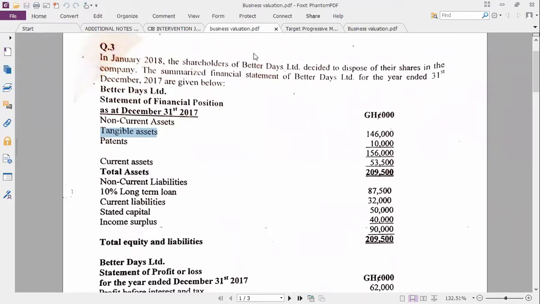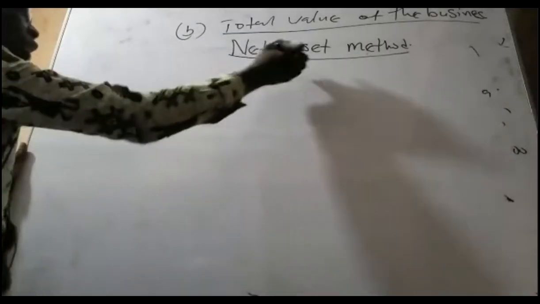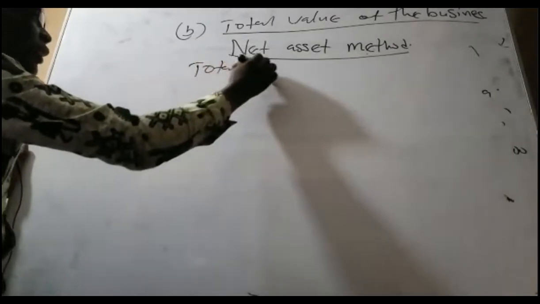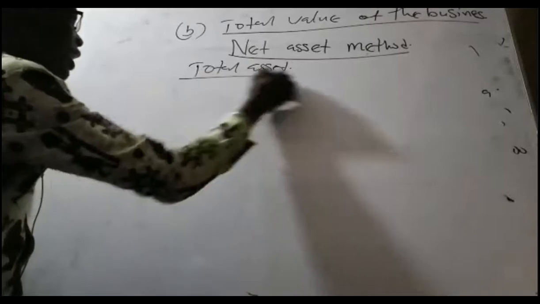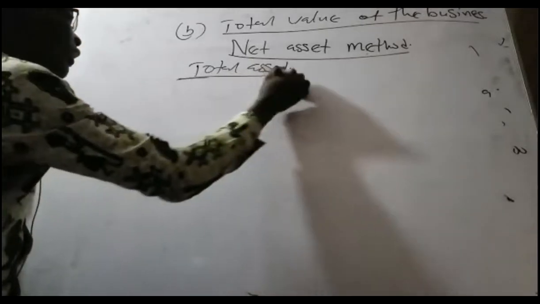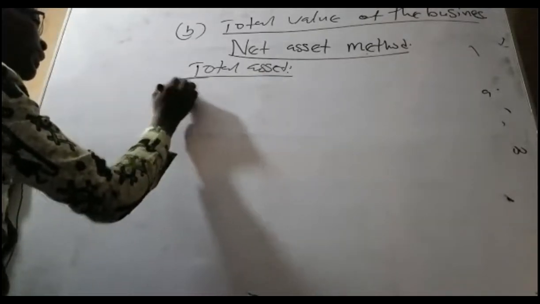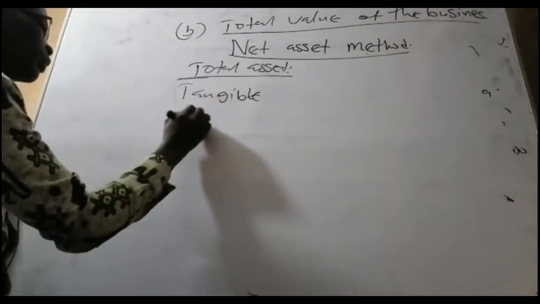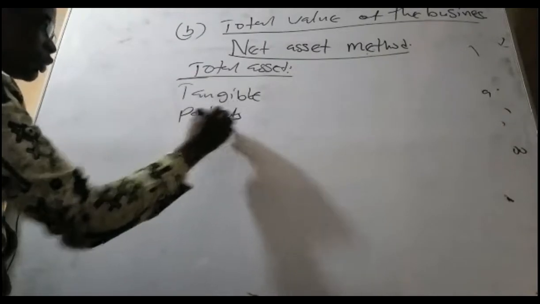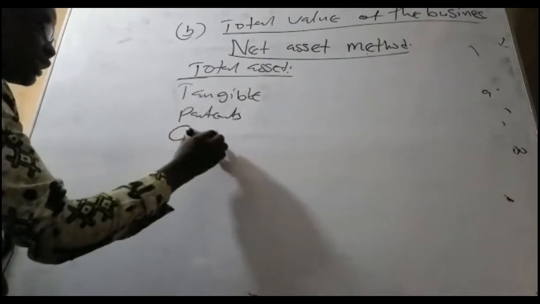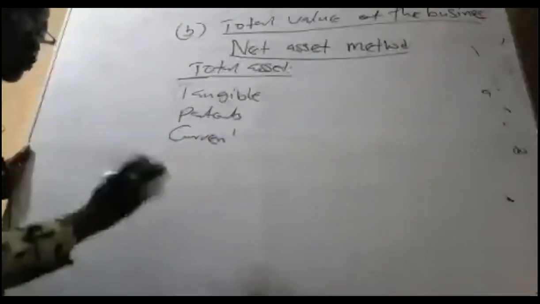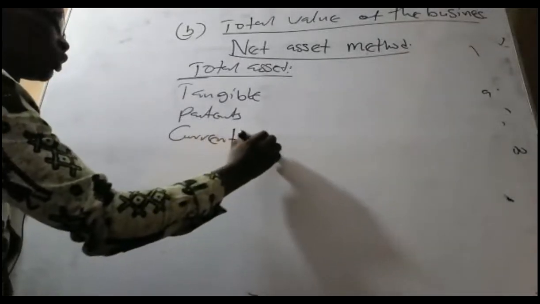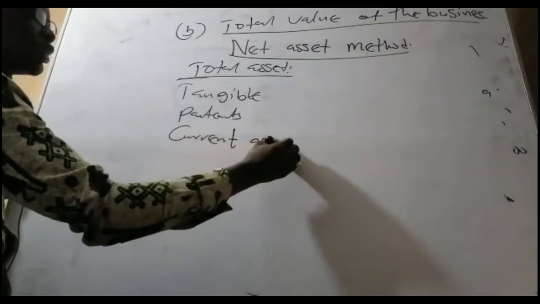So let's go and bring them in. Assets. I'll write here total assets. There are only three. What are they? Tangible, patent, and current assets. Here there's no goodwill, no super profit, no average profit. So no goodwill, don't worry yourself.